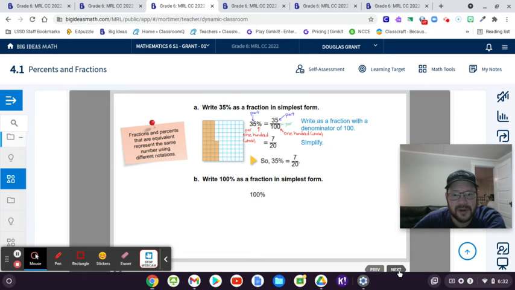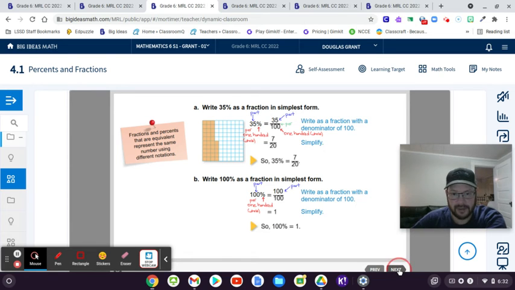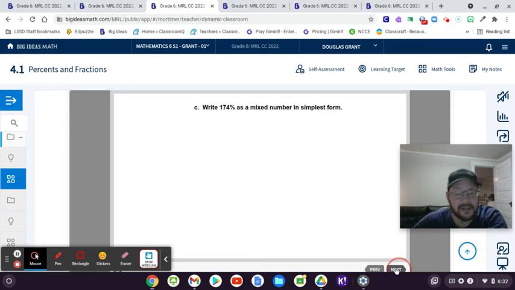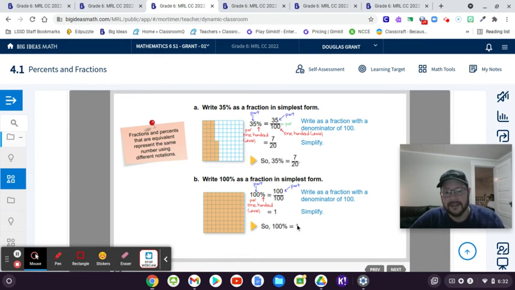Okay, let's get to the question I was asking you already, which is 100% as a fraction in simplest form. It's 100 over 100, which simplifies to 1. So it's 1. And if you were to shade in what this would represent on the graph, you would shade in all 100 squares. Okay, so those are some basic straightforward examples.